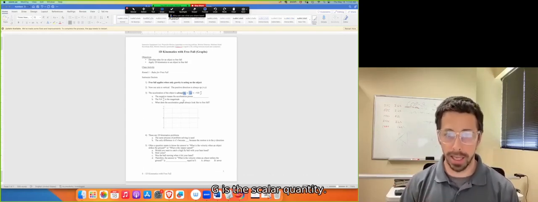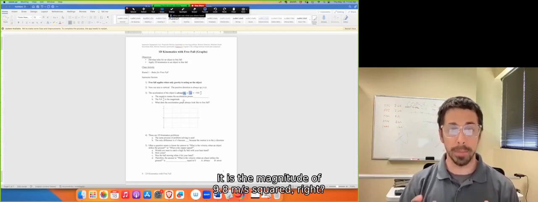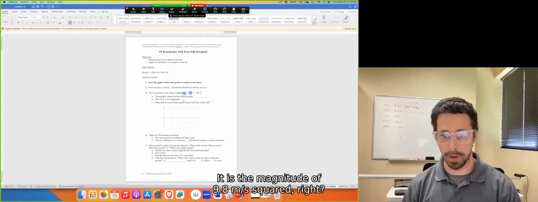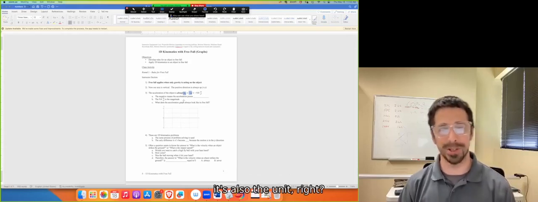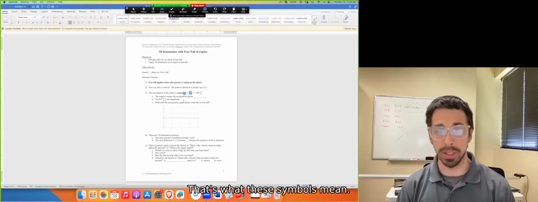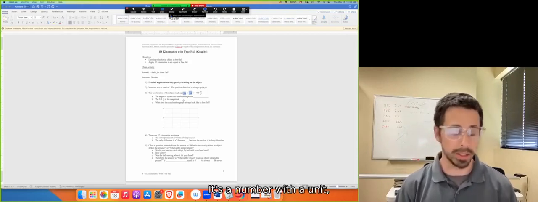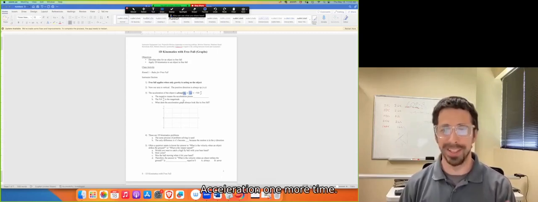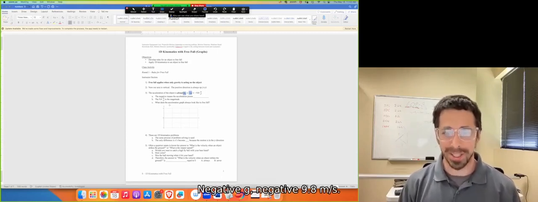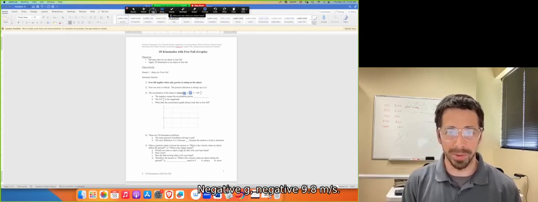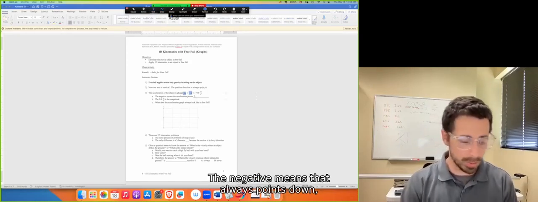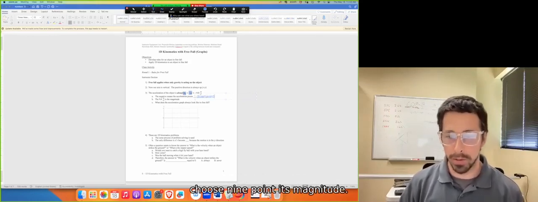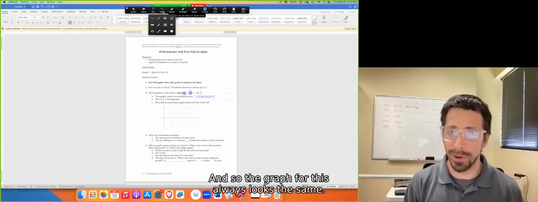g is the scalar quantity. It is the magnitude of 9.8 meters per second squared. So it's not just the number, it's also the unit. That's what these symbols mean. It's a number with a unit. That's what gives it the physical meaning. Acceleration, one more time: negative g, negative 9.8 meters per second squared. The negative means it always points down, or you can say downward if you so choose. 9.8 is the magnitude, and so the graph for this always looks the same.